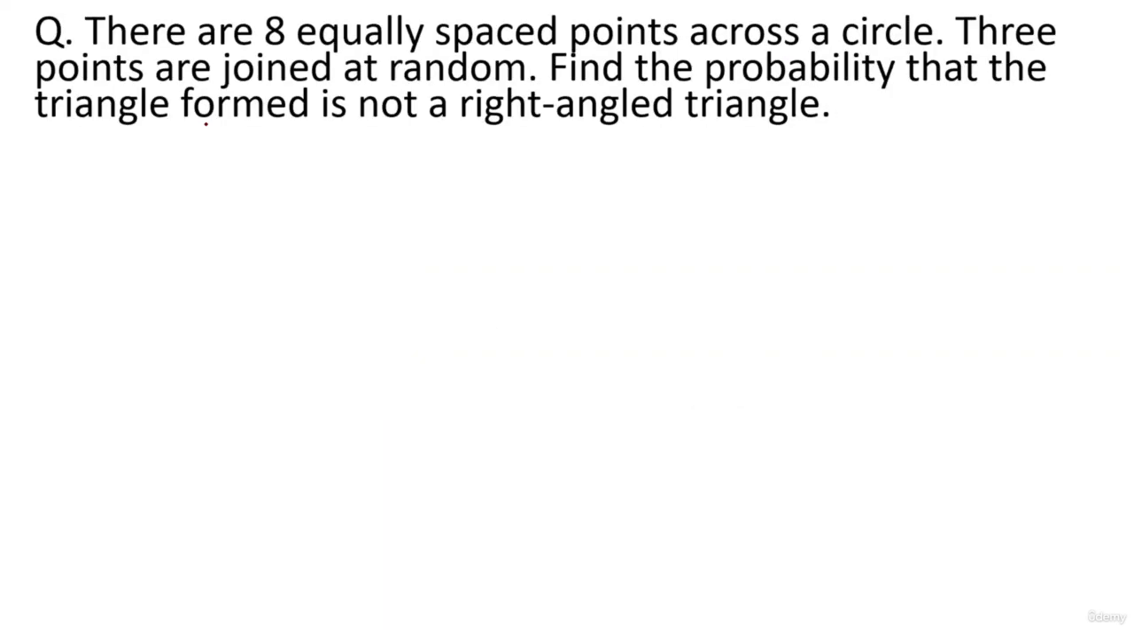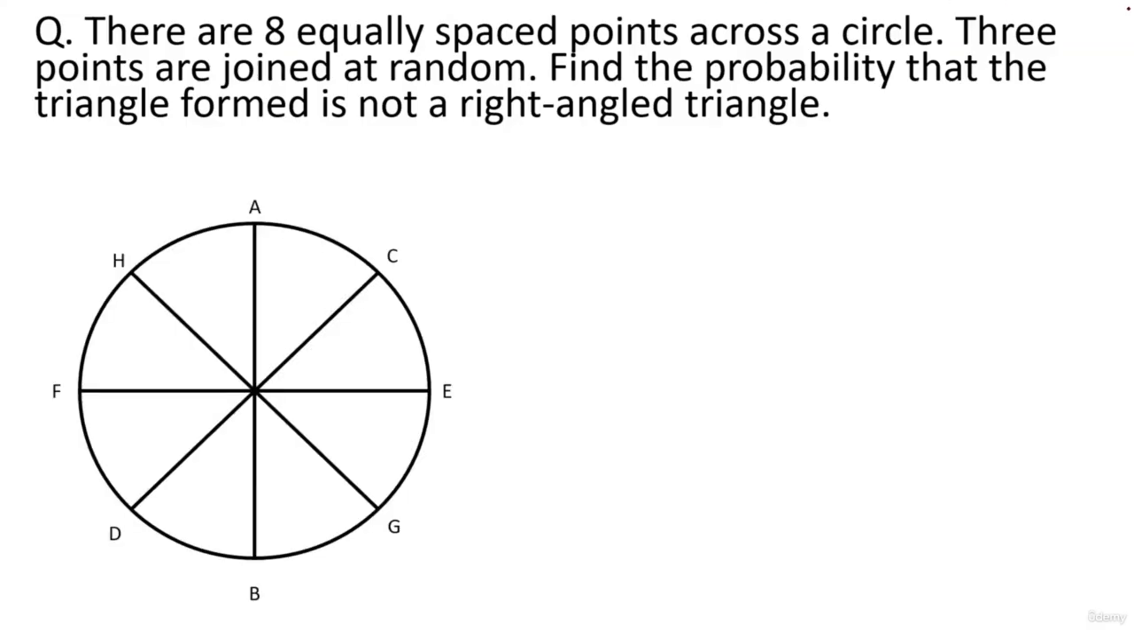There are 8 equally spaced points across a circle. 3 points are joined at random. Find the probability that the triangle formed is not a right angle triangle. Again, you can pause the video and try it out on your own. All right, so 8 equally spaced points across a circle. I'm calling them A, B, C, D, E, F, G, H. These equally spaced points, right? Now 3 of the points are joined at random.